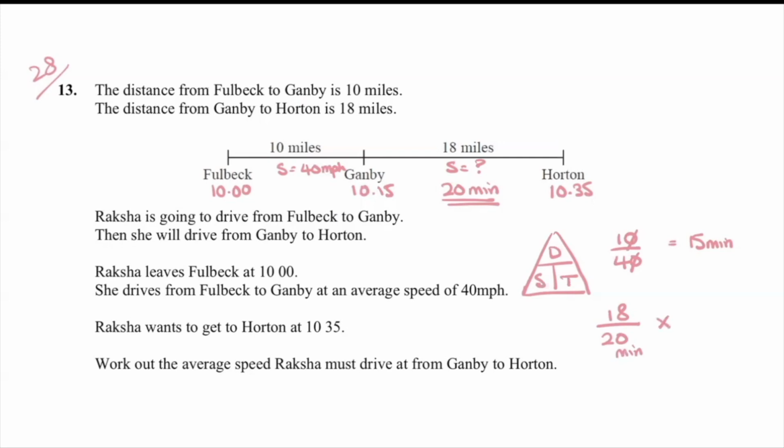So I'm going to times this through by 3 to give me 54 over 60. And now what I've got is 54 miles per hour, because obviously this is 54 out of 60 minutes, or it's 54 out of an hour.